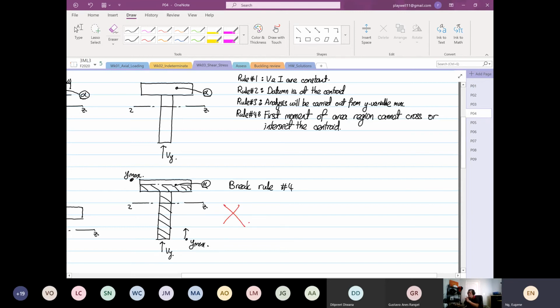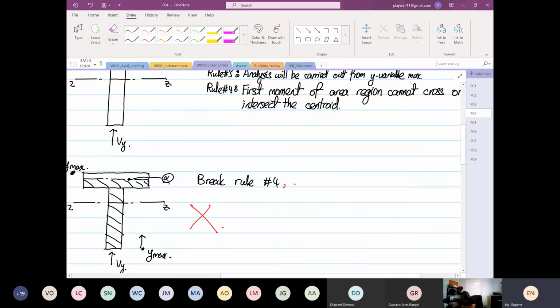So it's not based on where the force starts from. That's where it gets confused. Without these rules, we're going to start from where the force starts from. No. It broke the rule. Rule number 4 is broken because the shaded area crosses the centroid. So this is wrong.